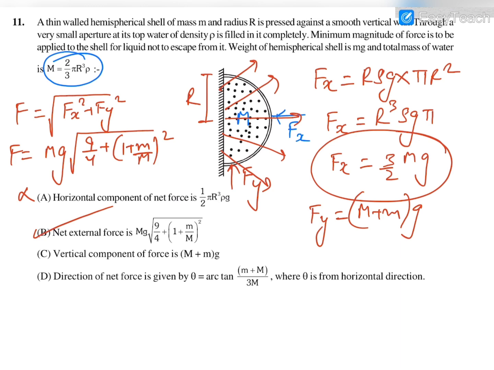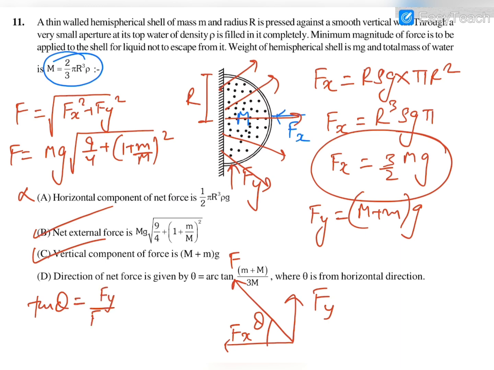The vertical component of the force Fy is m plus mg. This is also correct. And if we find out the angle of the net force with the horizontal, where this is Fy and this is Fx, then tan theta will be Fy upon Fx, where Fy will be equal to m plus mg and Fx will be equal to 3 by 2 mg. So cancelling g with g, D option is incorrect due to the fact that there is a 2 missing in this expression.